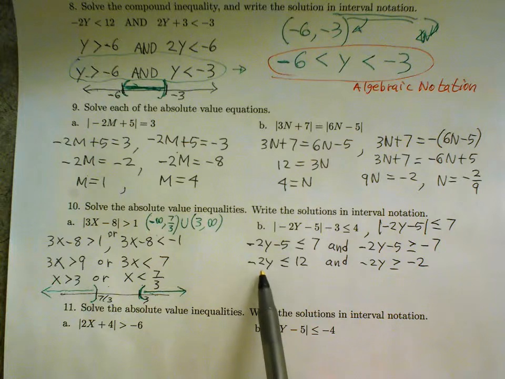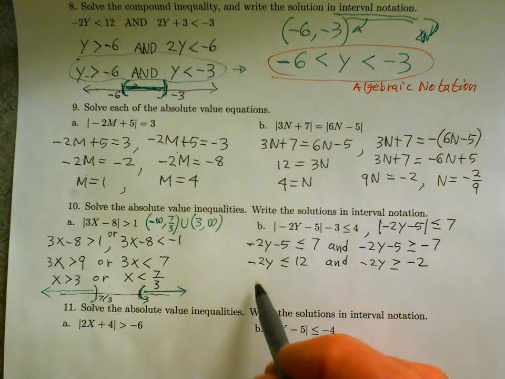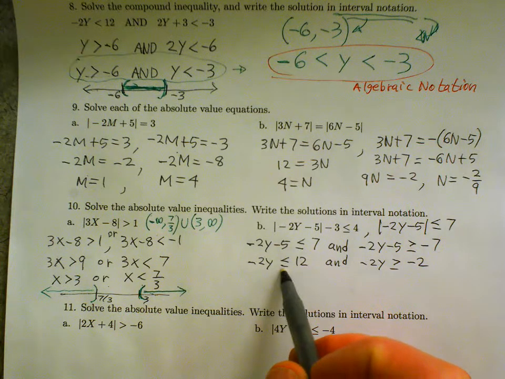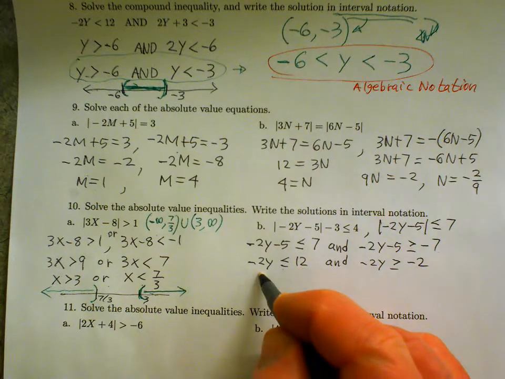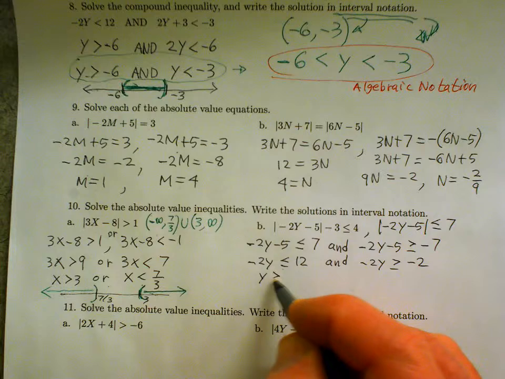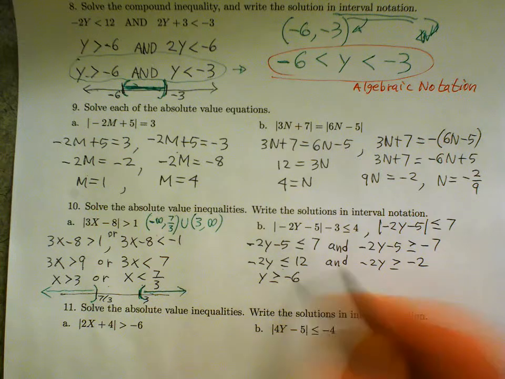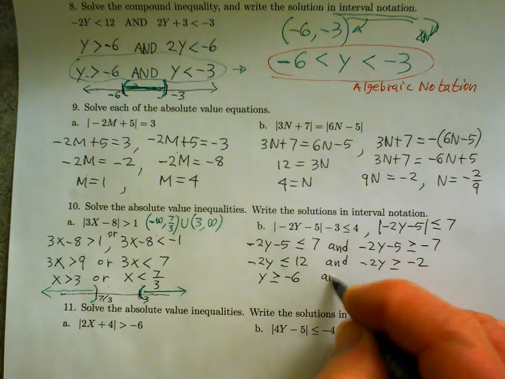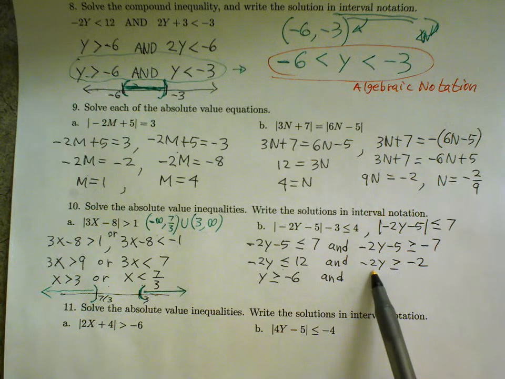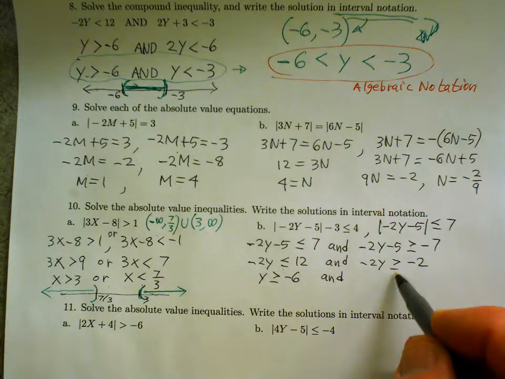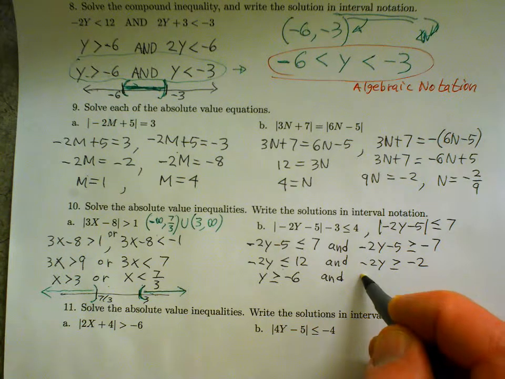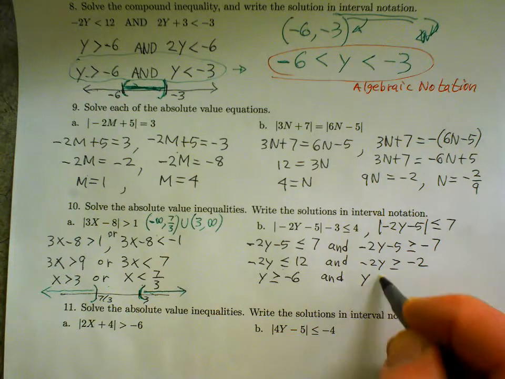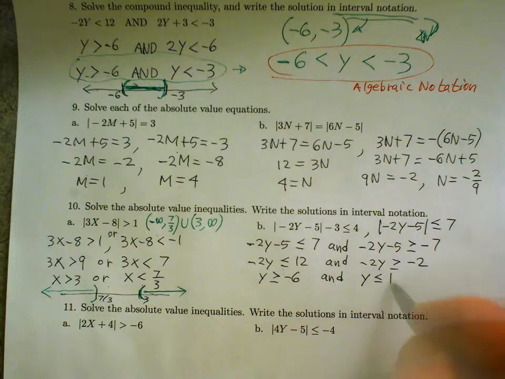And in each of those, we have to divide both sides by negative 2. If negative 2y is less than or equal to 12, then y is greater than or equal to negative 6. Remember to switch the inequality. And on the right-hand side, divide both sides by negative 2. Negative 2y greater than or equal to negative 2 is equivalent to y is less than or equal to positive 1.